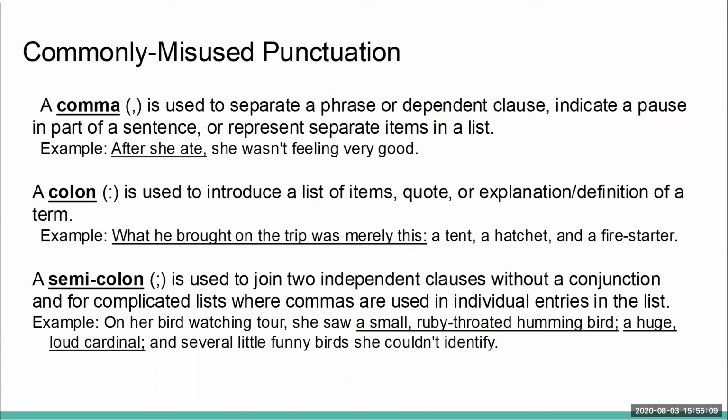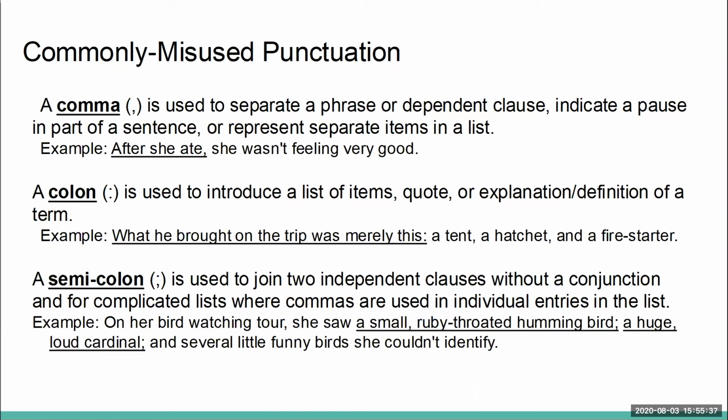A colon is used to introduce a list of terms, a quote, or an explanation or definition of a term. For example, what he brought on the trip was merely this: a tent, a hatchet, and a fire starter. By putting the colon after the "this," we've created a separation so the list stands out more clearly.